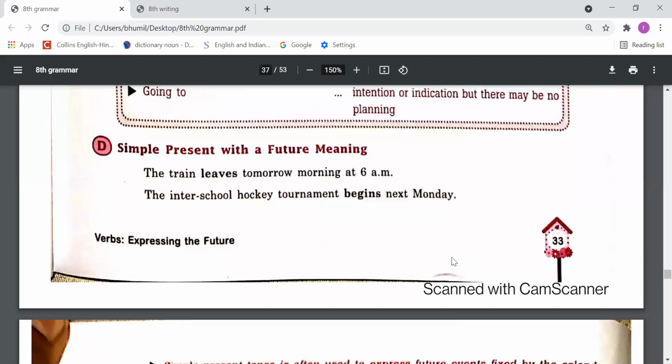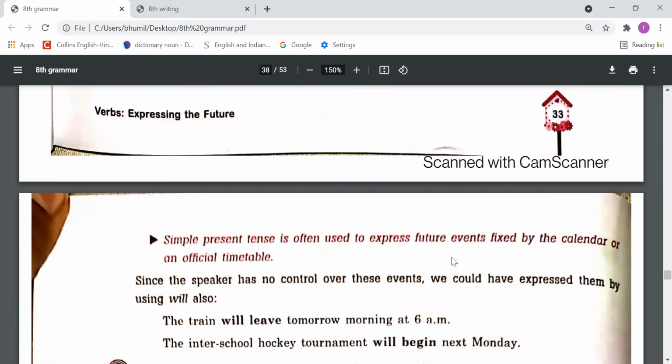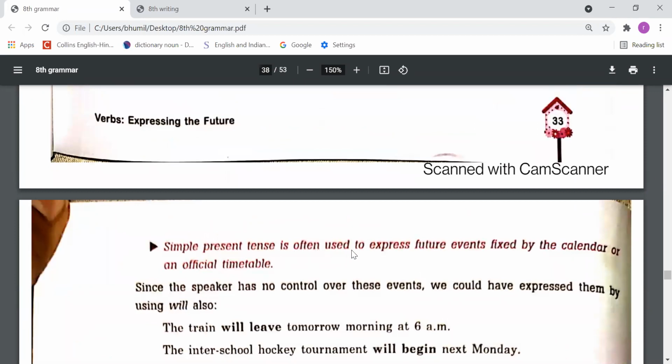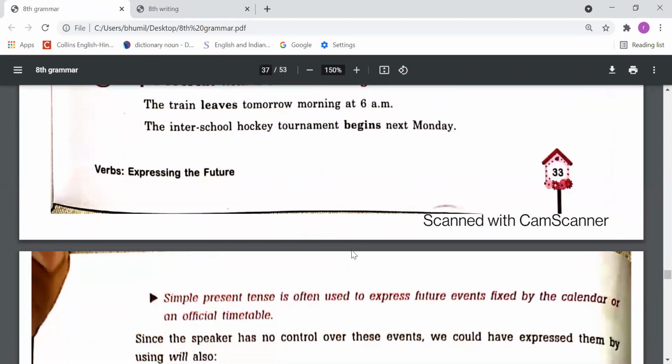Next, simple present with the future meaning. The train leaves tomorrow morning at 6 a.m. The inter-school hockey tournament begins next month. So dear students, simple present we can use for future meaning also. Simple present tense is often used to express future events fixed by the calendar or by the official timetable. When something is fixed that will happen in future, for those actions we can use simple present tense also.